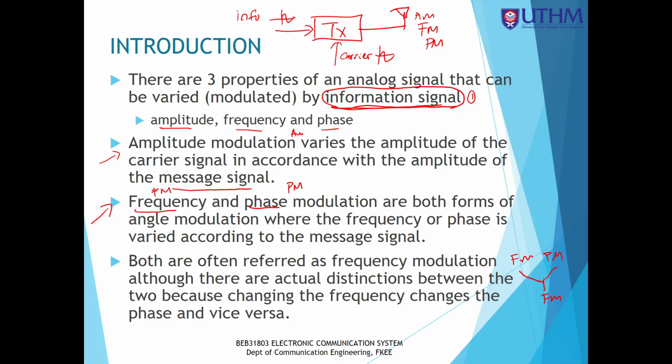Why is it like that? Because when you do the process of modulation, when you change the frequency of the carrier, you indirectly change the phase of the carrier. So FM and PM actually happen at the same time. So that's why they are related to each other. That's why previously I said that both FM and PM are like twin brothers. You will see later about this statement in part 2.